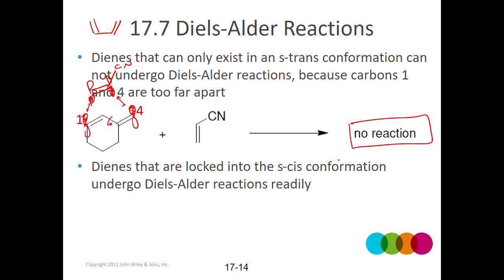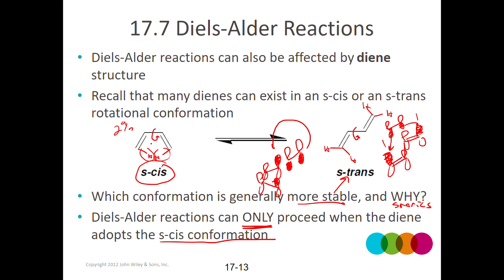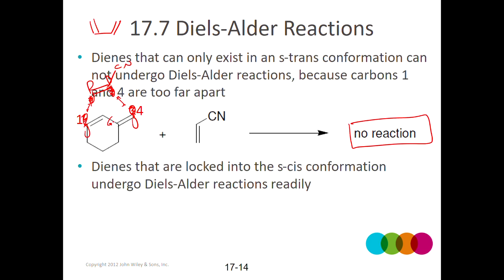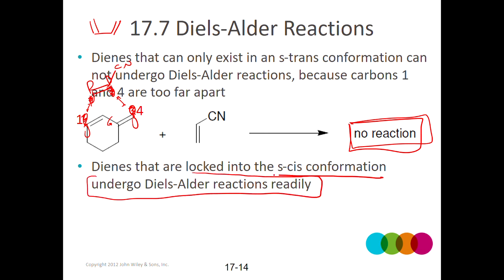So if the diene can rotate from the S-cis into the S-trans, and almost all the molecules look like this, it's not going to be very reactive. If the diene is stuck in the S-trans, it's not going to be reactive at all. However, if the diene is locked into the S-cis conformation, then it should be much more reactive. So in the S-cis conformation, we said the two alkenes have to be on the same side of the single bond that's connecting them. So how do we lock that into place?